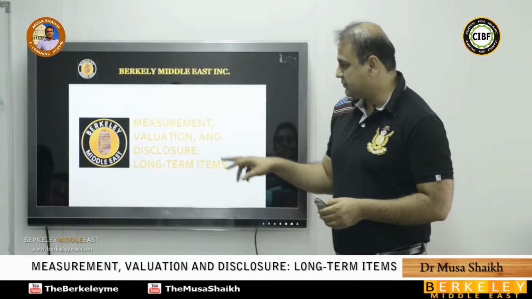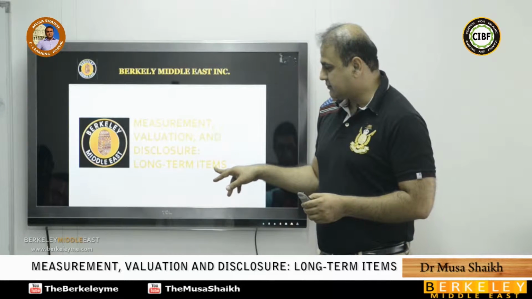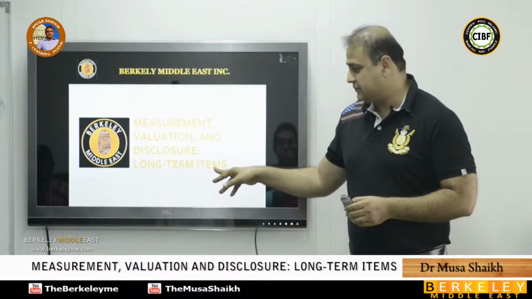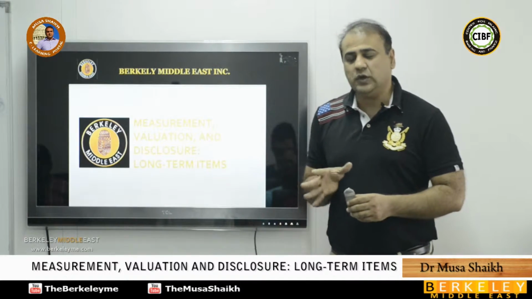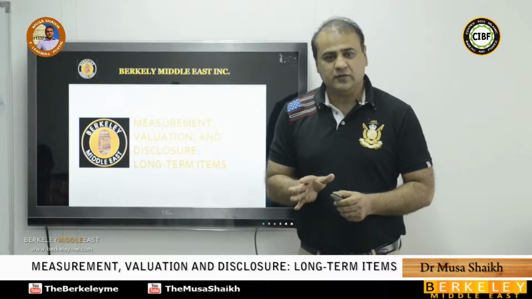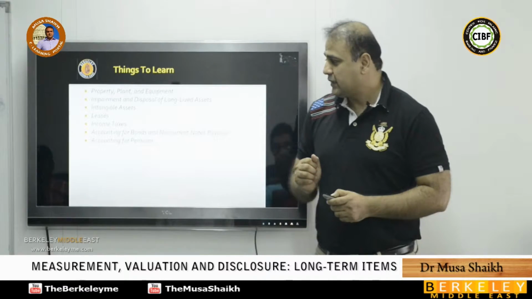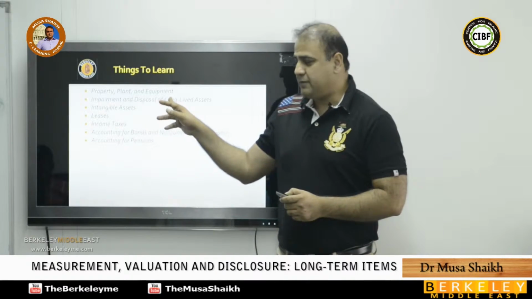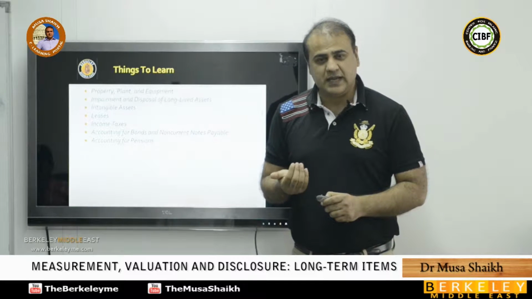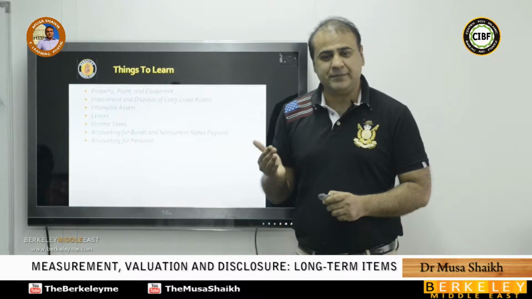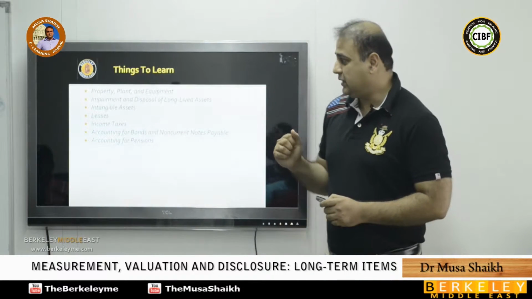Today we'll discuss measurement, valuation and disclosure, keeping in view the long-term items. When we say long-term items, these are non-current assets whose useful life is more than 1 year. We'll discuss property, plant and equipment, that is the long-term asset, non-current asset, capital asset, or another name is fixed asset. Any name we can use.